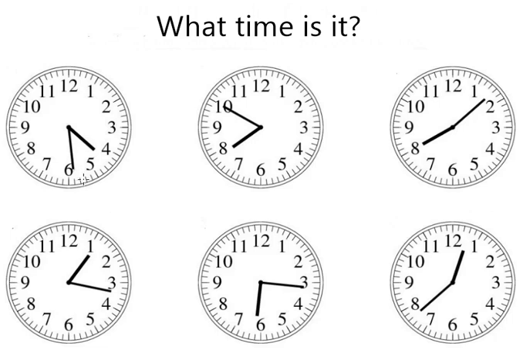Also, when we look at the little hand, if it's past one of the numbers, we always round it down. So in this instance, it's still going to be 4 o'clock because it's just past the 4. So that one's going to be 4 o'clock.